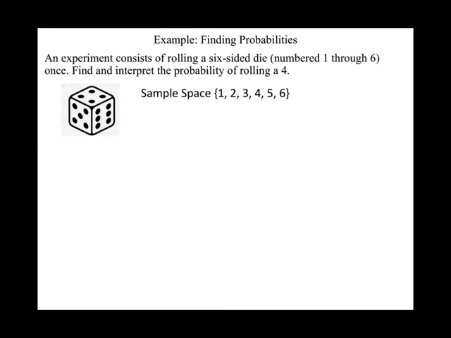And then what is my event in this example? I want to get a 4. So my event is rolling the six-sided die and getting a 4. What is the probability of getting a 4 if I only roll the die once? The answer is 1 over 6, because we only have one 4 out of 6 possible outcomes. So that's 1 over 6.